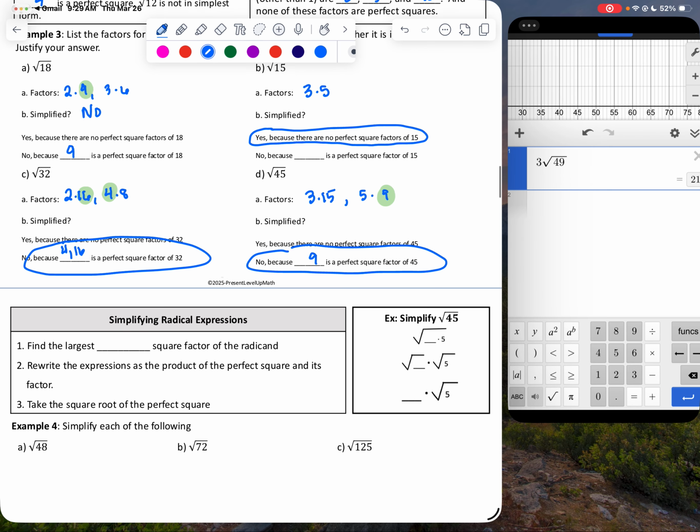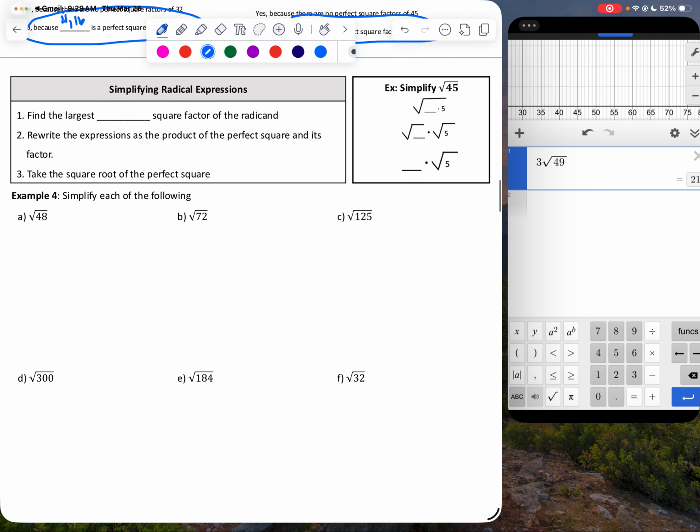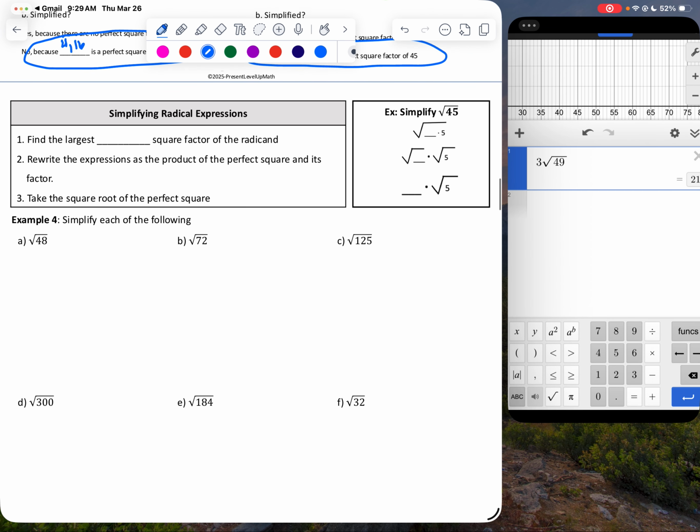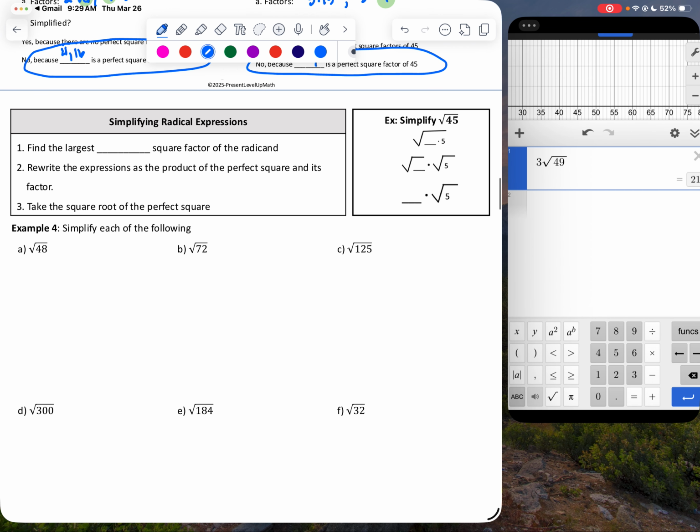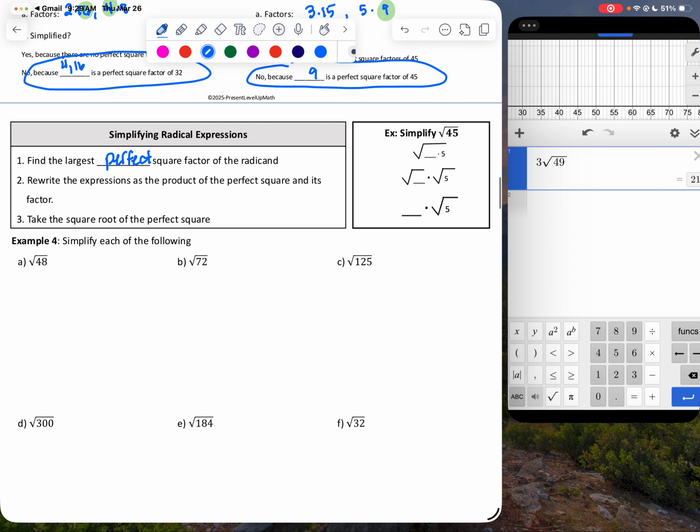Now, in our next example, we're going to be talking about how to simplify a radical expression. So there's 3 steps. The first thing you do is you find the largest perfect square factor of the radicand. Then you rewrite the expression as the product of the perfect square and its factor. And step 3, you take the square root of the perfect square.